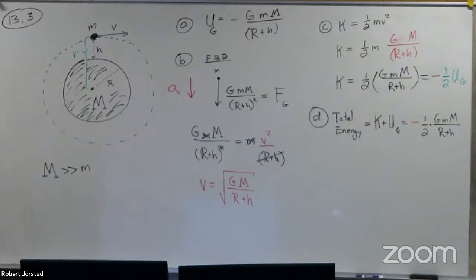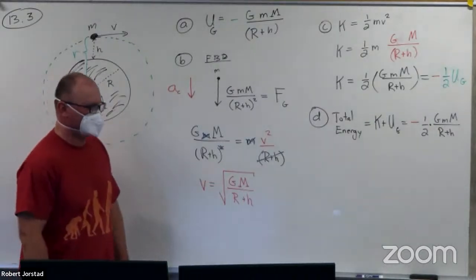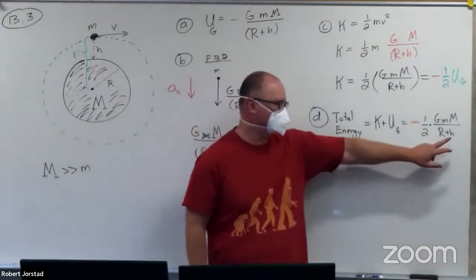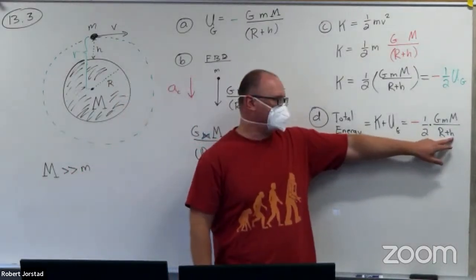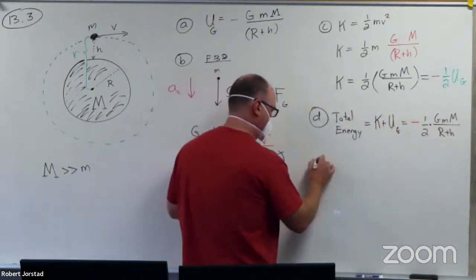All right. What else? What else here? Oh, look at part E. If you go to a higher orbit, what happens to your energy? I just did it the other way. So if we go to a higher orbit, h gets bigger, this term gets smaller, it becomes less negative. So that's what I want you to say.